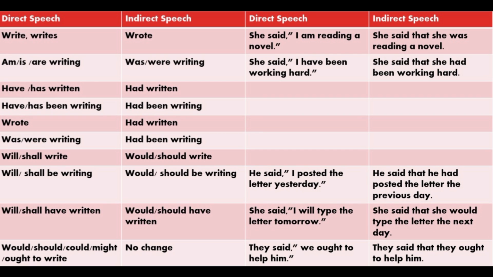Let's see some examples. She said, I am reading a novel. She said that she was reading a novel. See students, here you can see she said. The verb said is in past tense. So the whole sentence should be in past tense. See the answer? She said that she was reading a novel.